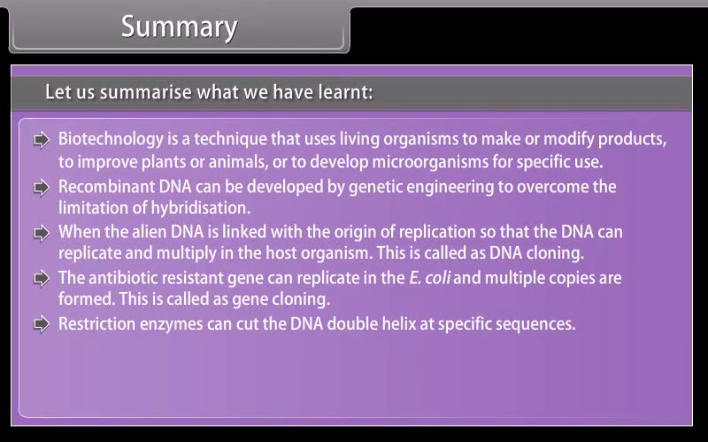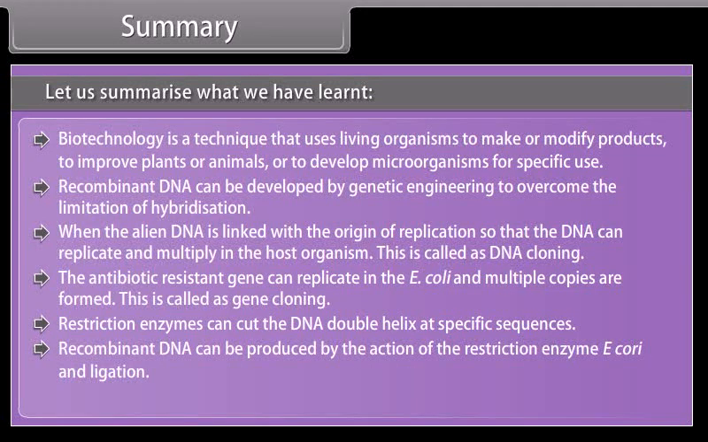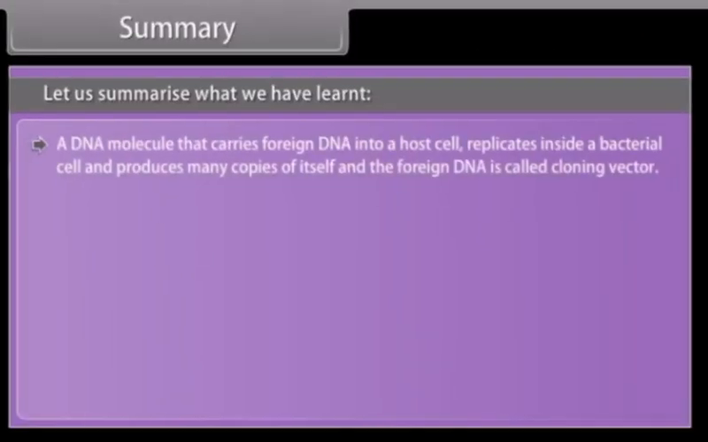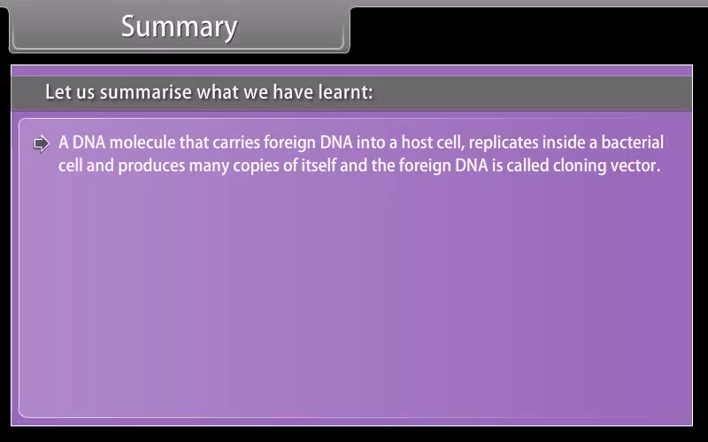Restriction enzymes can cut the DNA double helix at specific sequences. Recombinant DNA can be produced by the action of the restriction enzyme, E. coli and ligation. Gel electrophoresis is used to separate DNA fragments. A DNA molecule that carries foreign DNA into a host cell, replicates inside a bacterial cell and produces many copies of itself, and the foreign DNA is called cloning vector.